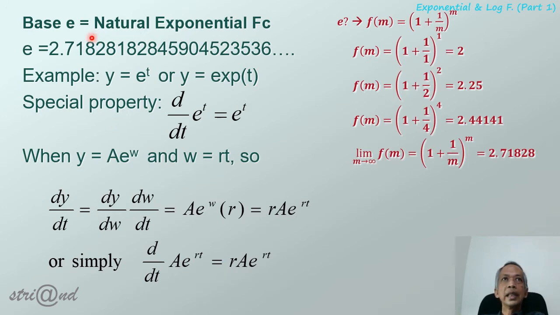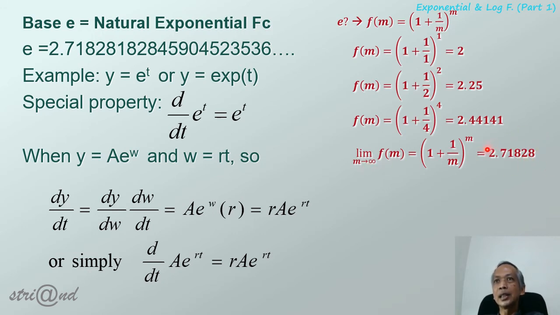And next, when the base is e, e is a natural number. The symbol is e. When the base is e, the function is called the natural exponential function. What is e? This is the explanation. When we have a function of m equal to (1 plus 1 over m) to the power of m, and then m is increased to infinity, we need the help of a limit to find the result. The result when m approaches infinity is the natural number.